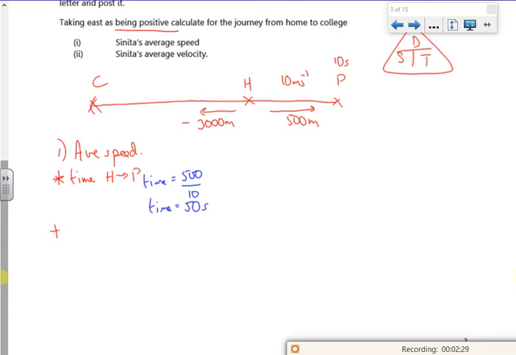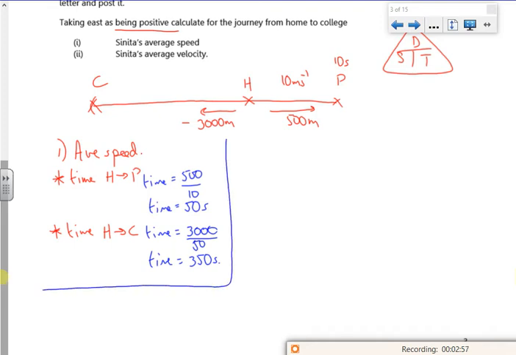And then, if I look at the time to get from the house to college, it takes me 350 seconds. Right then, so that's all the information that I need. I've got some times here now. So it took 50 seconds for this bit and 350 seconds for the other bit. So the average speed.